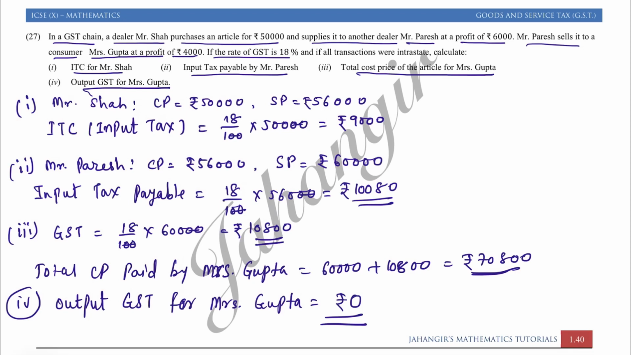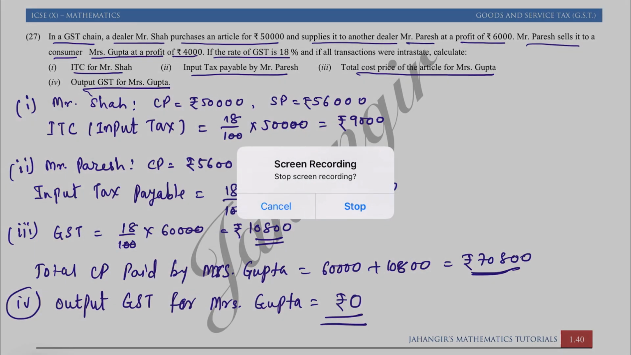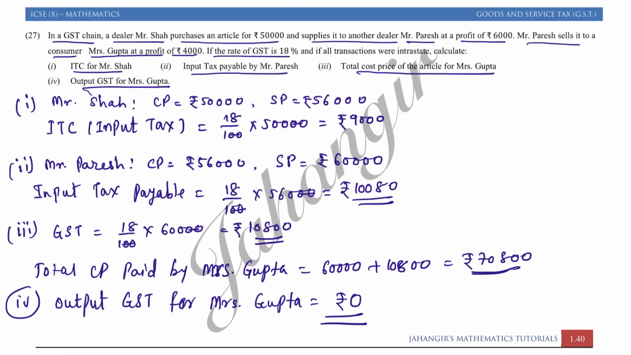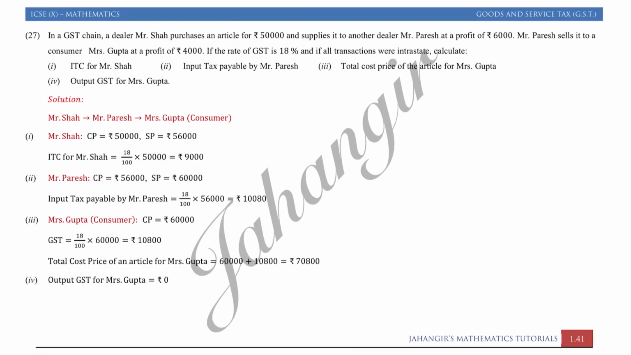This was a very straightforward question. Just you have to remember the terms which I had told you. Remember, ITC is nothing but an input tax credit which we pay while buying the article, but same tax can be recovered when you sell that article, and the difference between the amount is deposited to the government. That's all. Go through question number 27. You have to follow this pattern.